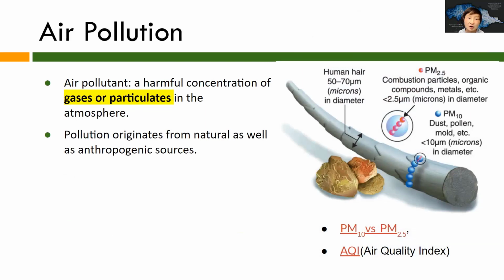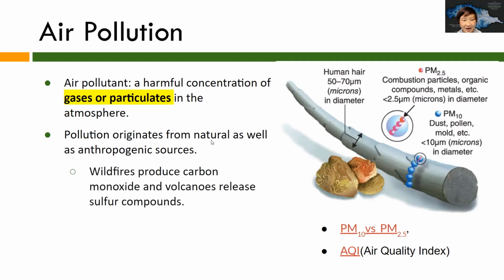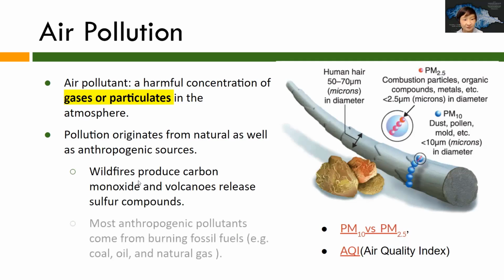Pollution originates from two sources, natural and people. So we call that natural and anthropogenic sources. For example, wildfire could be natural, right? And most anthropogenic air pollutants come from burning fossil fuels.